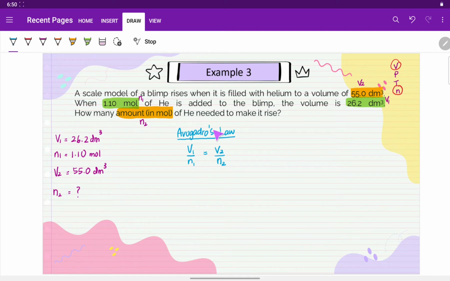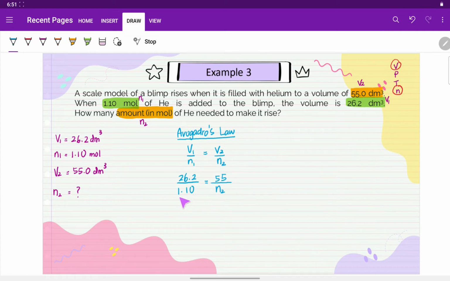Okay, so this will be the equation. Kita akan guna V1 over N1 equals to V2 over N2. So volume kita boleh biarkan sahaja dalam decimeter cube. Okay, in case awak terlupa, 1 decimeter cube is equals to 1 liter, the volume conversion. Now, kita substitutekan all the information that we have.